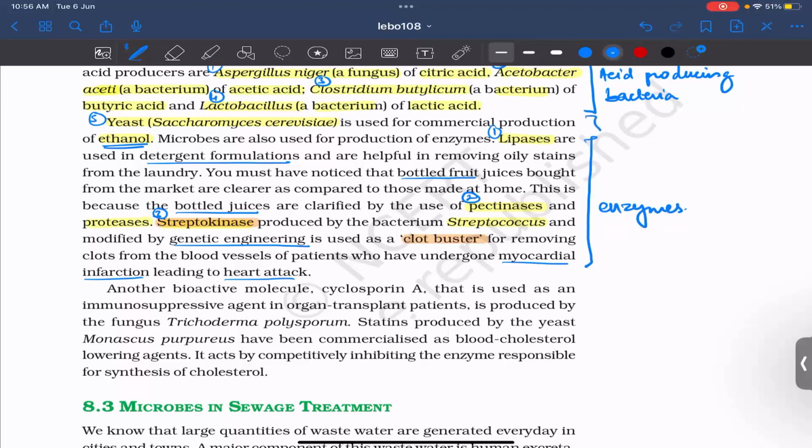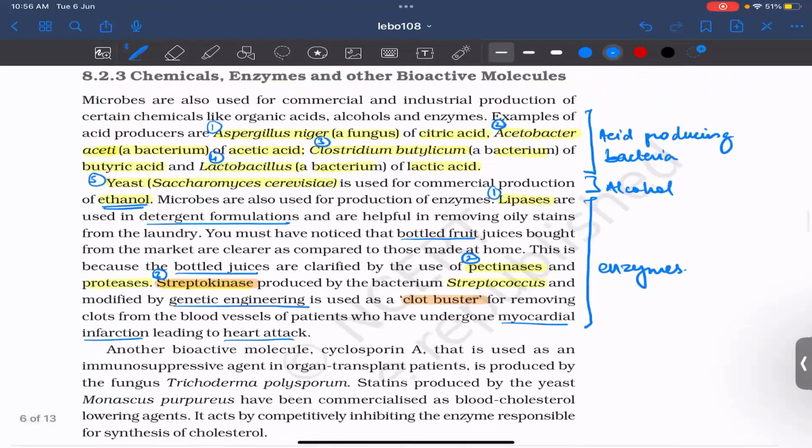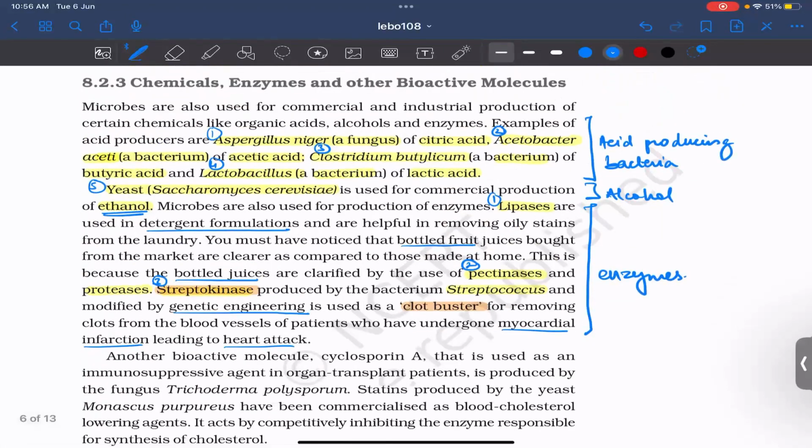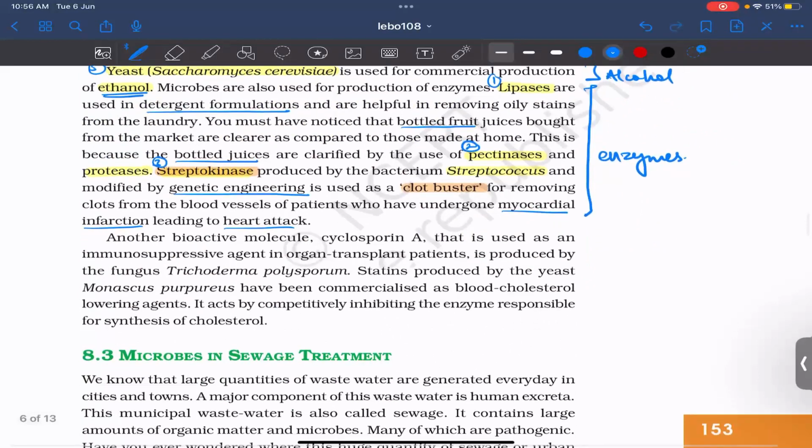And then here we have alcohol. You just need to mark your NCERT, so you can read it in half an hour to one hour. That is the tactic to read the NCERT.